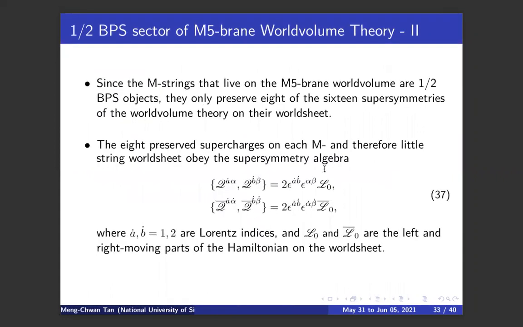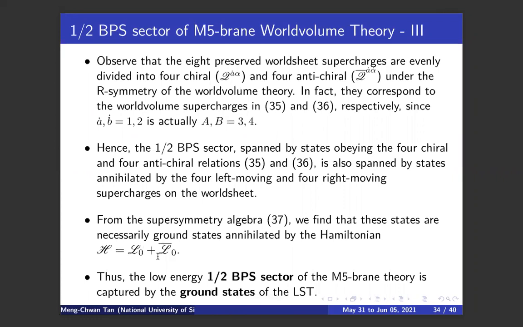So they're annihilated by all these, annihilated by this and this, and therefore the Hamiltonian is this, and it's also annihilated by the Hamiltonian. So they're actually ground states. So what we can say is that the low energy half BPS sector of the M5-brane theory is captured by ground states of the little string theory.